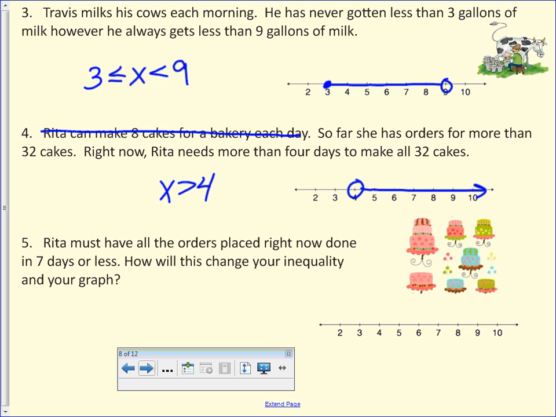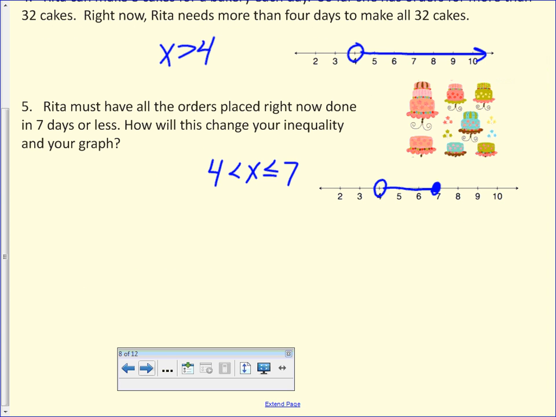But we don't want these cakes to go stale, and they have to be ready in time for the birthday party and the wedding and whatever else they're doing, or the baby shower that they're getting ready for. So she has more than 4 days, but they have to be done in 7 days or less. So that's going to be a closed circle for that. So 4 is less than x, less than or equal to 7. Any questions on that one?